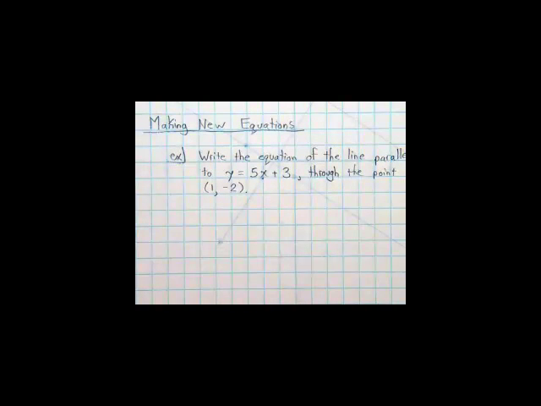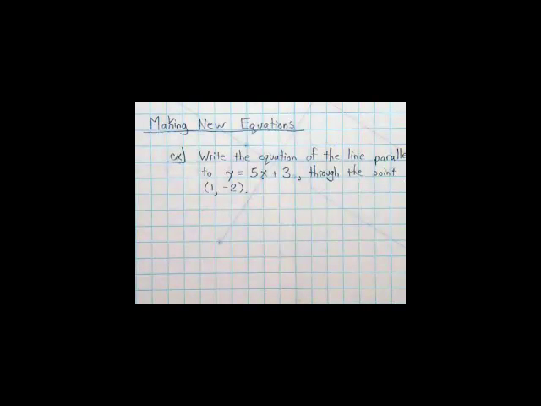I have to also give you a point that it goes through, because there's an infinite number of lines that could be parallel to one. So, which specific one? We'll make it parallel and make sure that it hits this point too, and then we can do it. So first, based on what we've been talking about so far, what should be the slope of my new line?